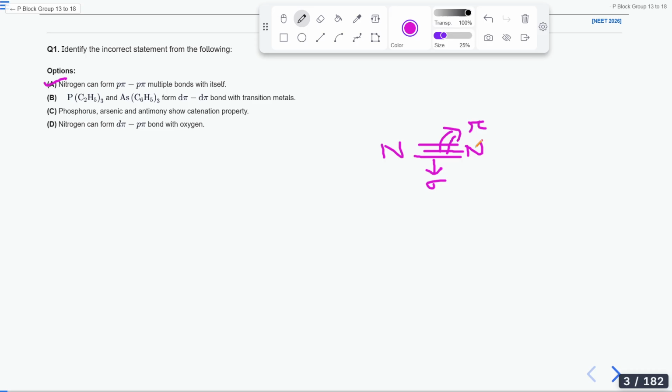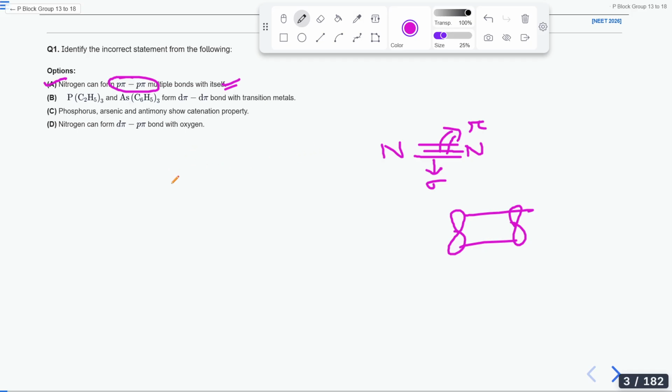This pi bond is formed because of the p orbital sidewise overlap. So the p orbital of one nitrogen overlaps sidewise to form this pi bond. So it has this p pi multiple bond in it. Okay, so this statement is correct. This statement is absolutely correct.